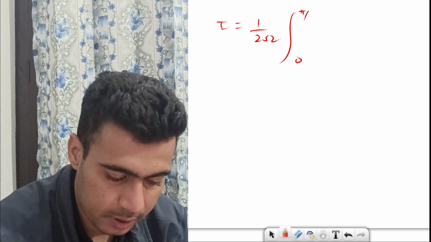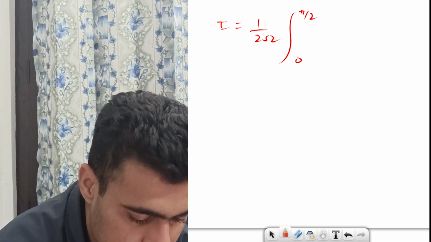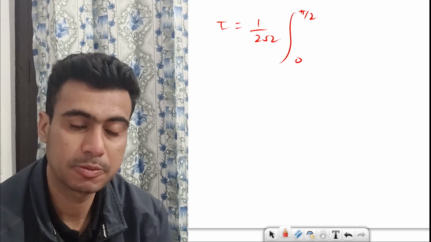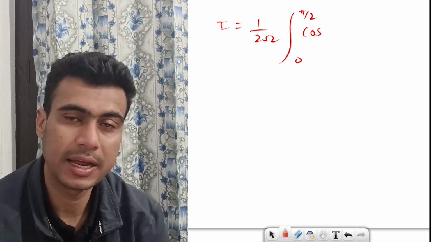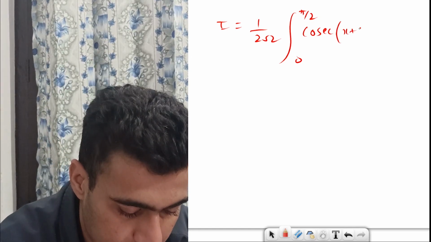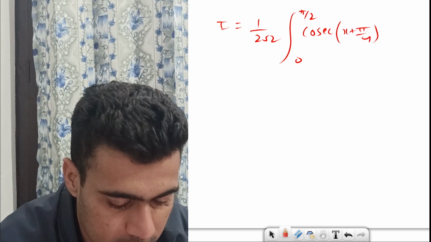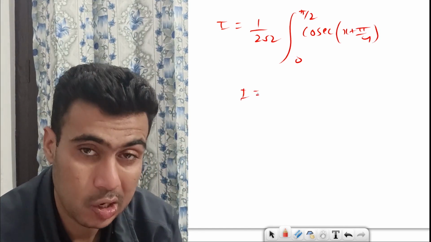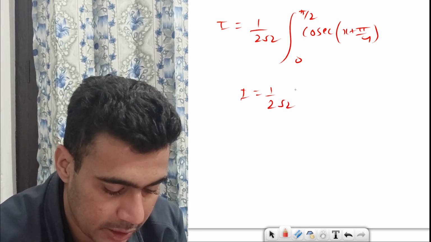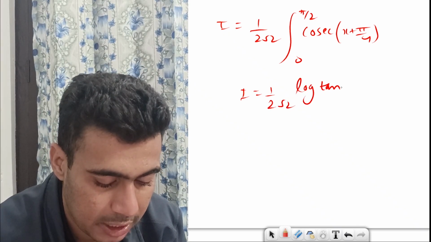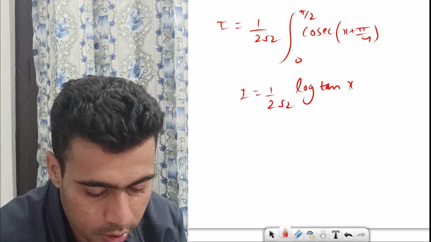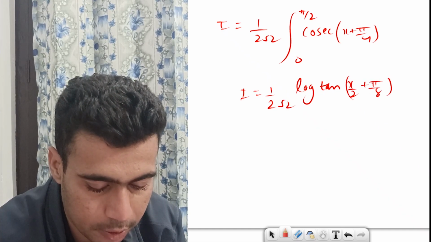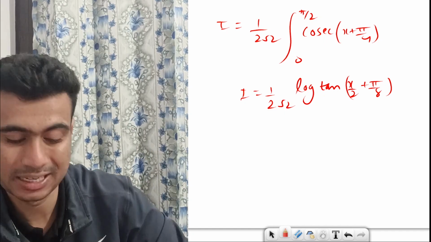Obviously the denominator will become sine of x plus pi by 4, and when you take 1 by sine, you know it's cosecant. So I can directly write it as cosecant of x plus pi by 4. Now you know the integration of cosecant is log of tan x by 2. So it will be nothing but 1 by 2 root 2 log of tan of x by 2, that is, x by 2 plus pi by 8, because you have to halve whatever there is inside the log.